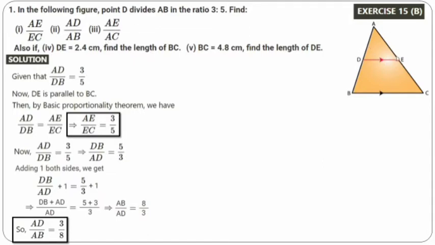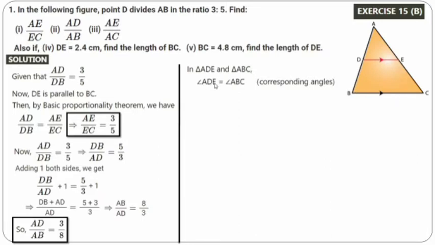Next is AE by AC, I'm sorry. It's similar to this again. So in triangles ADE and ABC, see here carefully, angle ADE, this angle, is equal to angle ABC, this angle. Why? Because they are corresponding angles. Remember, these two are parallel, so that's why this acts like a transversal, so automatically this and this become the corresponding angles.